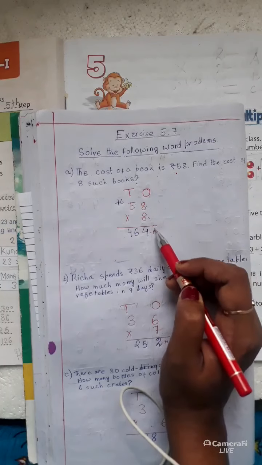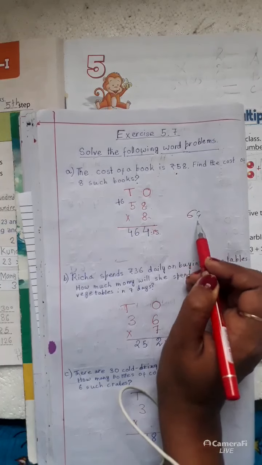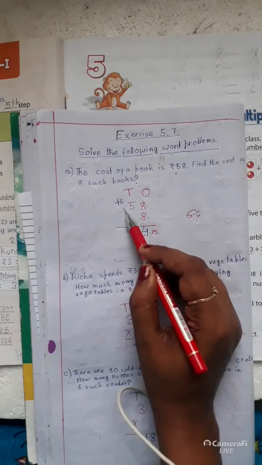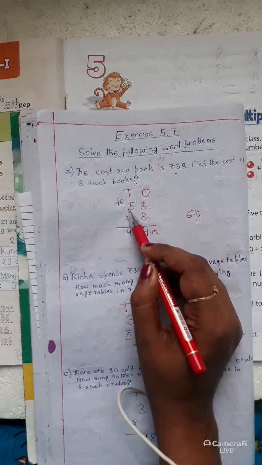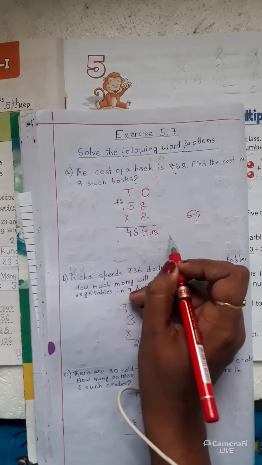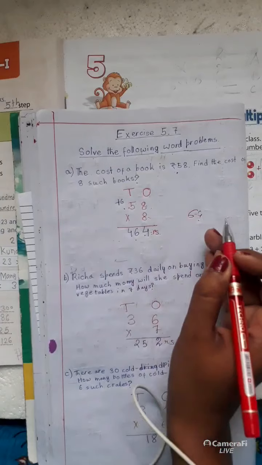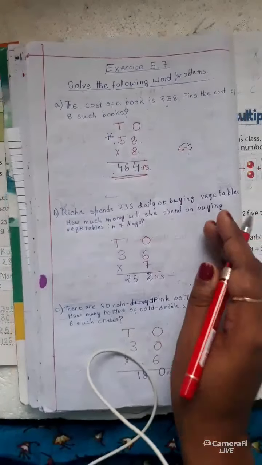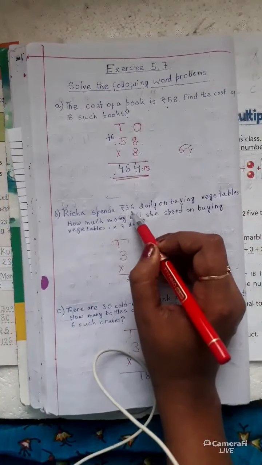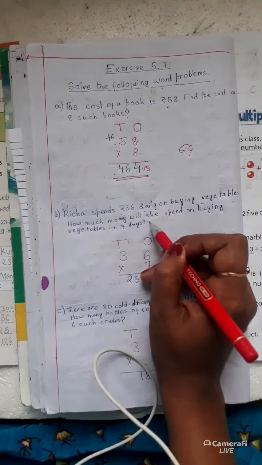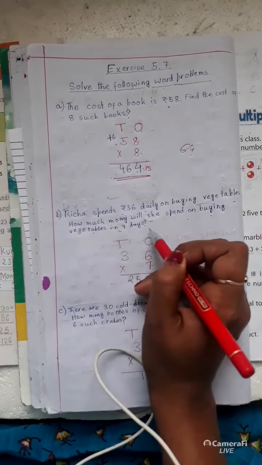8 8s are 64. 64 means 4 I have written and 6 is carried over here. So 5 8s are 40. 40 plus 6 is 46. So the cost of the 8 such books will be 464 rupees. Richa spends 36 daily on buying vegetables. How much money will she spend on buying vegetables in 7 days?